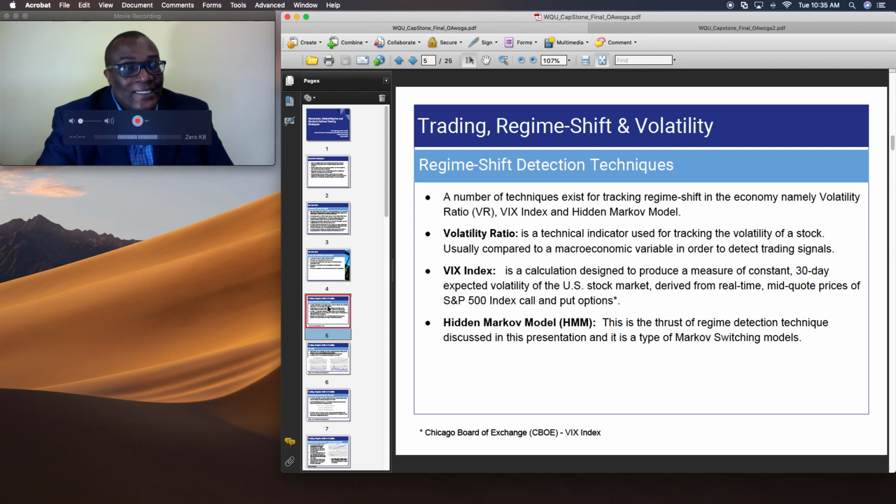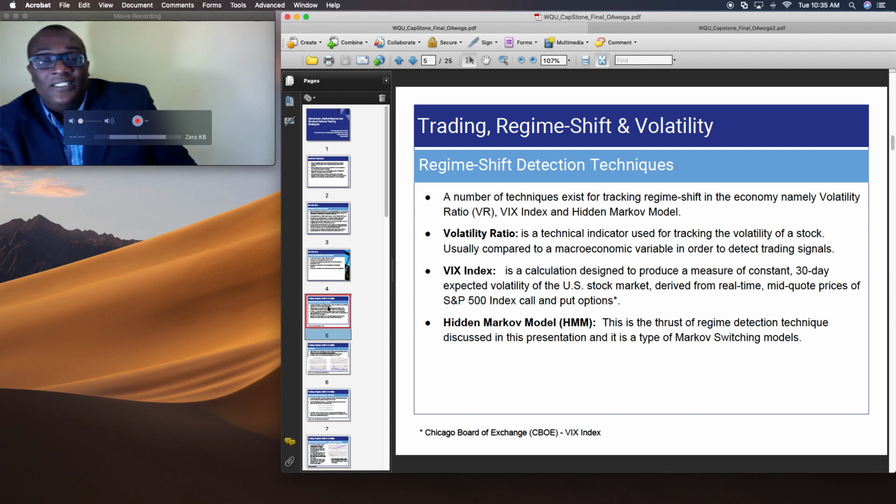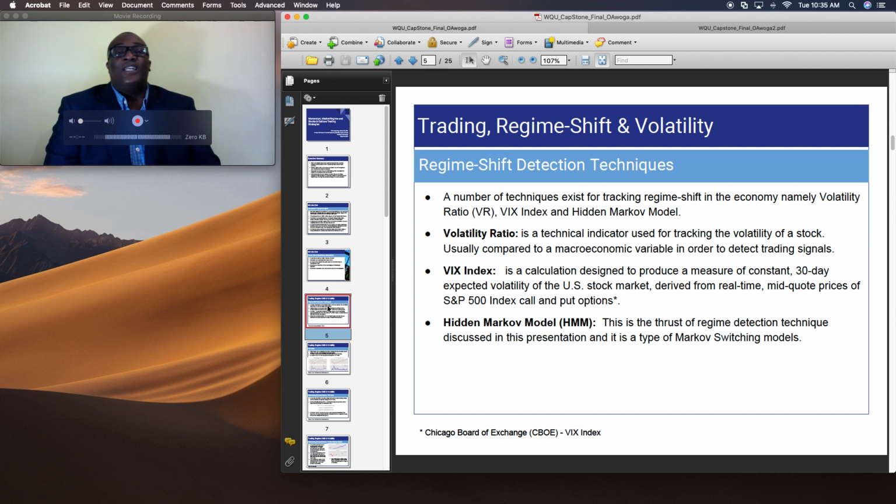So, what are the techniques that are available for tracking regime shift in the economy? Some of the methodologies available include using volatility ratio, the VIX index, a Markov switching type model known as hidden Markov model, but the list is not exhaustive.